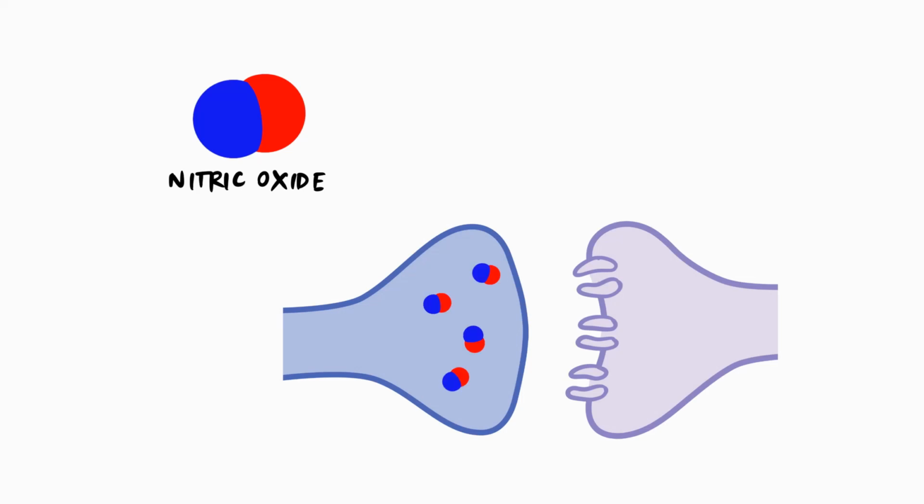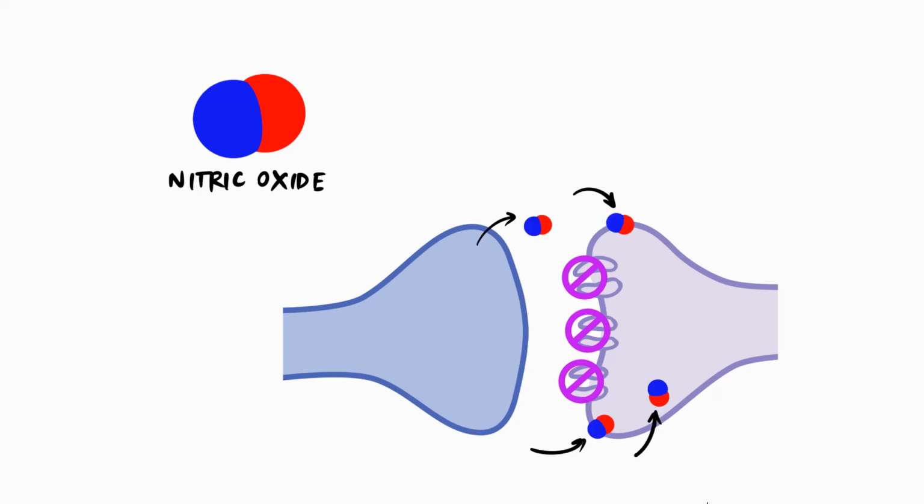Additionally, instead of binding to surface receptors on target cells, the lock that most neurotransmitters serve as a key for, nitric oxide is small enough to directly enter and affect target cells.